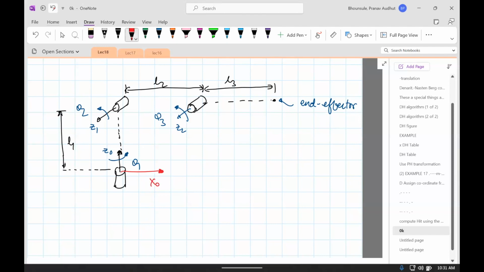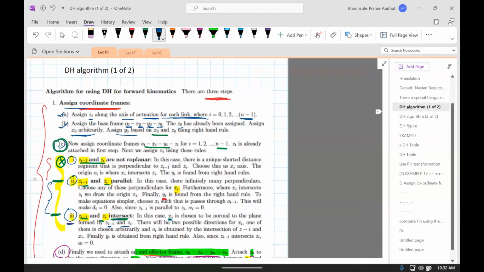Now Y0 can be assigned, which will be pointing that way, right? Because X cross Y is Z. But the DH doesn't really depend on Y0. The Y0, Y1, nothing will appear in the DH table ever. So you really don't need to assign any of the Ys. It just adds more clutter to the figure. So I'm just going to skip Y0. Okay, so I'm done with this step. Now I go to C.